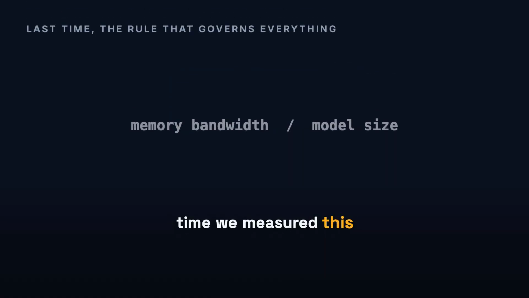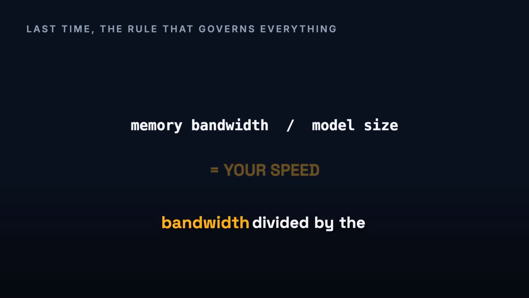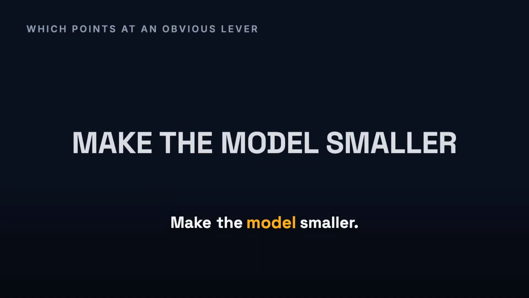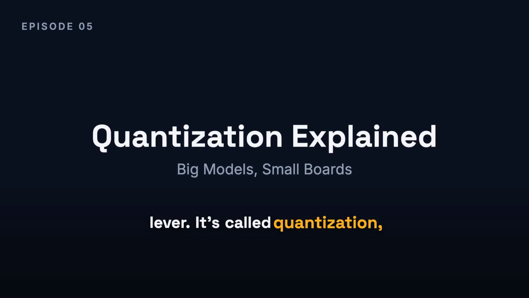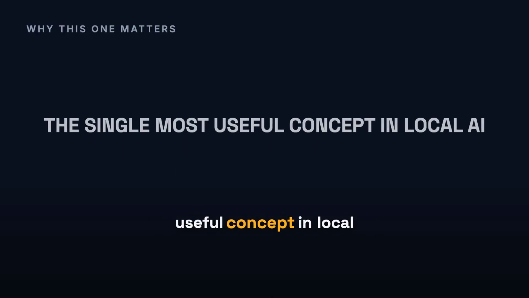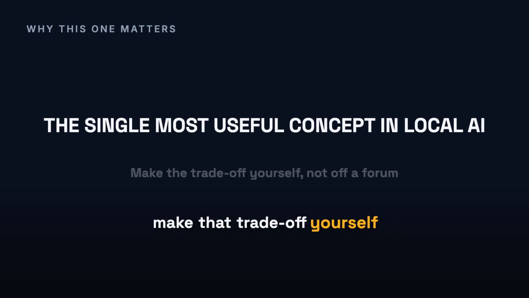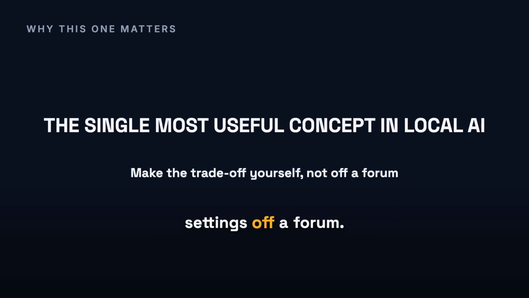So last time we measured this little board honestly, and we landed on the rule that governs everything, which is that your speed is your memory bandwidth divided by the size of your model. Which points at a pretty obvious lever, right? Make the model smaller. Today, we pull that lever. It's called quantization. It's the single most useful concept in local AI, and by the end of this video, you'll be able to make that trade-off yourself instead of copying somebody's settings off a forum.